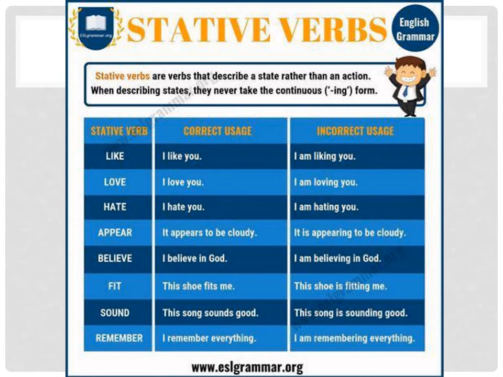Okay, so look at the example of stative verbs there. Like, love, hate, appear, believe, feed, sound, remember. So when you are stating these things, for example, involving feelings, you don't put ing. Look at the first example, like. The correct way to use it is I like you. The wrong way to use it is I am liking you. You never put ing to such a condition. And you may read the rest and try to understand it.